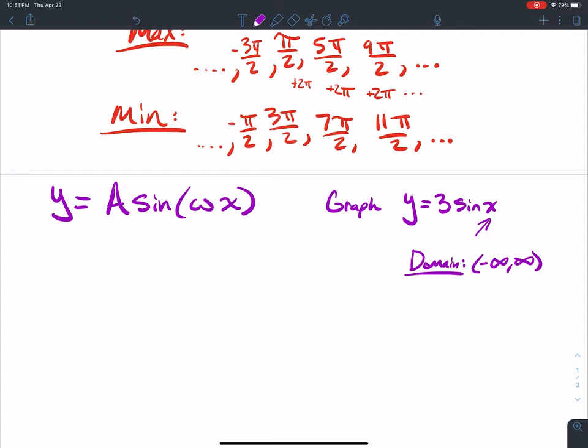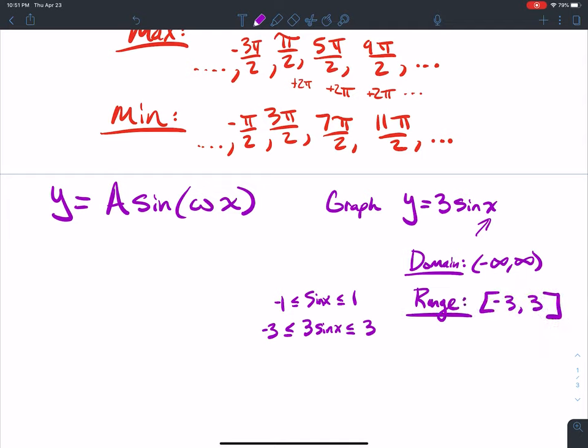Well, we know sine of x is stuck between 1 and negative 1, right? So if I multiply by 3, what's that going to do? That's going to make this stuck between negative 3 and 3. Okay, so the range is between negative 3 and 3. So the range did change. So looking at our graph, all right?